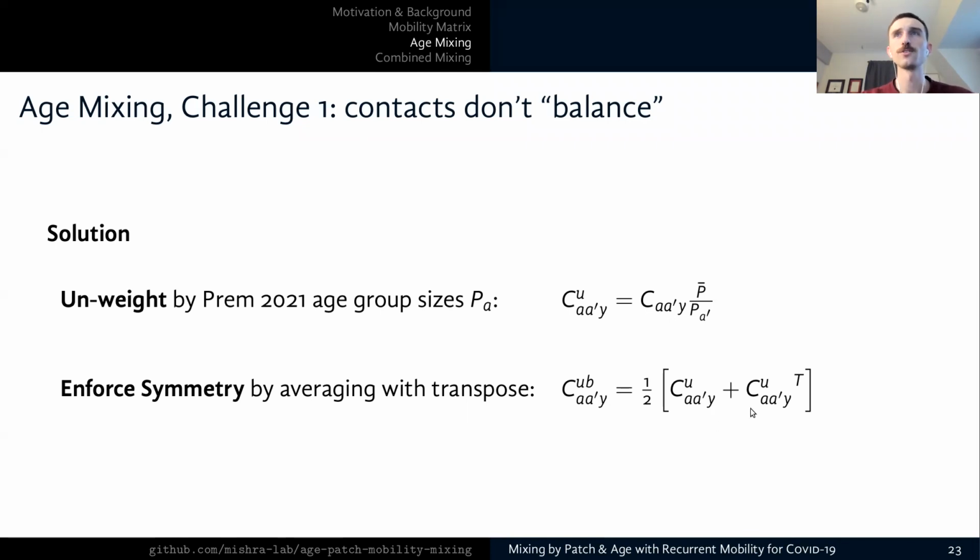There are other approaches to enforcing symmetry that are a little bit more sophisticated. I actually need to review whether this is the best approach, but for now it's relatively sufficient. The reason this is required is that the Polymod study originally did not necessarily ensure contact balancing. If they had any bias in the respondents, in how many contacts they reported with this other age group, and then when they asked that other age group how many contacts they had, that raw data did not necessarily balance.